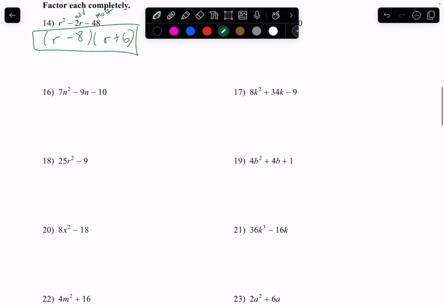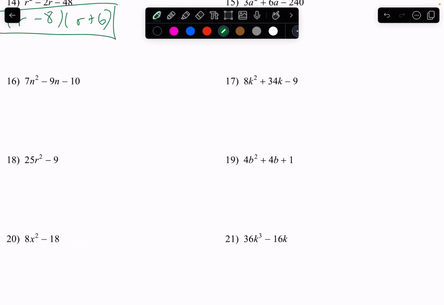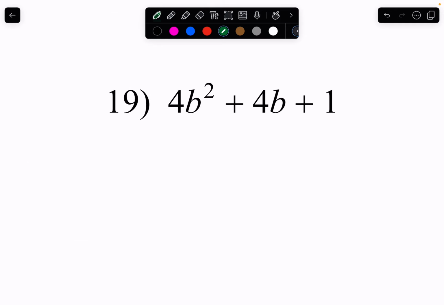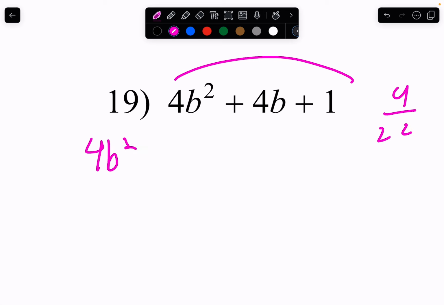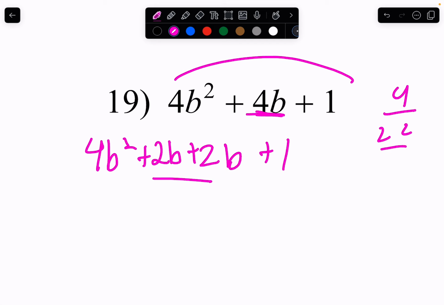All right. And then let's take a look at maybe number 19 here. Again, first thing you look for, GCF. We do not have a greatest common factor here, but we've got three terms. We're going to try and do trinomial factoring, but I cannot use my cheat way because I do not have an a value of 1. So we're going to go ahead and do AC. I get 4 times 1 gives me 4. What two numbers multiply to 4, add to 4? It's going to be 2 and 2. So I'm going to do 4b squared plus 2b plus 2b plus 1. Remember, you rewrite this guy using your two magic numbers over there.